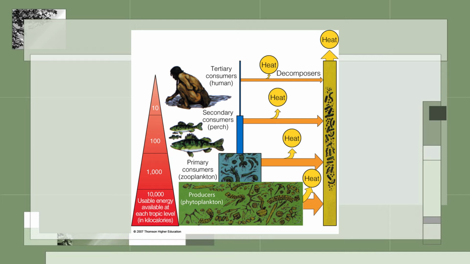So they're showing here that the producers have 10,000 units of usable energy. The next level, the primary consumers, are only going to have 1,000 units of energy available. The secondary consumers are only going to have 100, and the tertiary are only going to have 10. This is why there's a limit to the length of the food chain, because the higher you feed, the less energy you get from your food, and the more you have to eat to make up for that. That's really what limits the length of food chains.